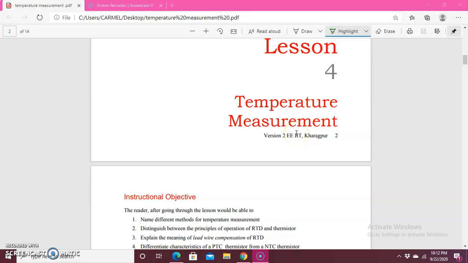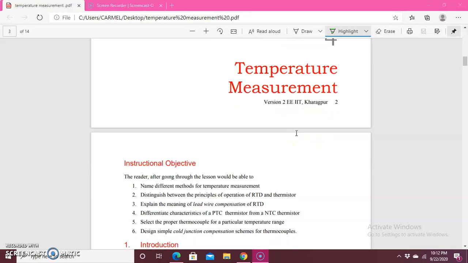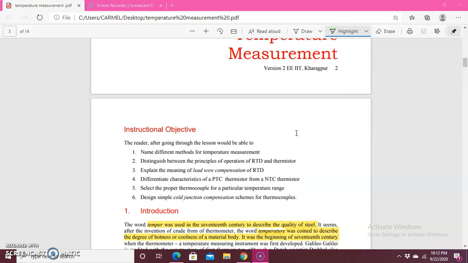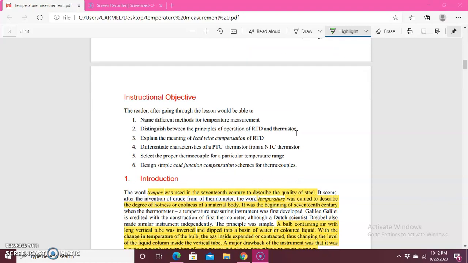Temperature measurement is very important, and here we are going to look into the various types of temperature measurement devices, as well as the RTD, that is, the resistance temperature detector.